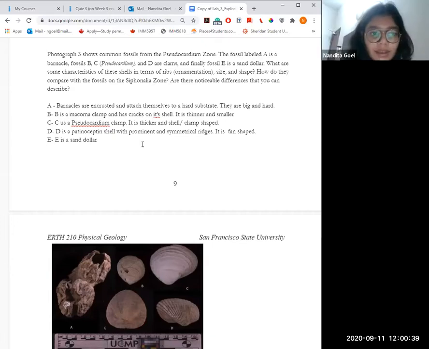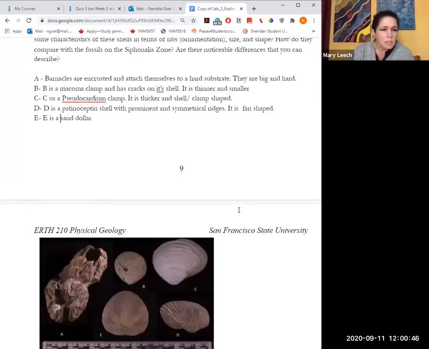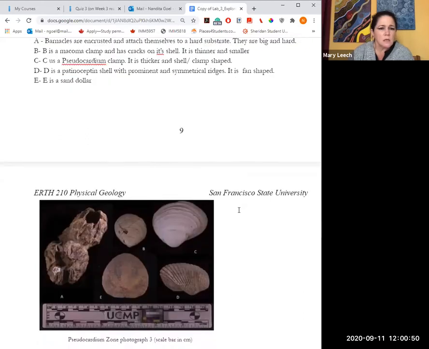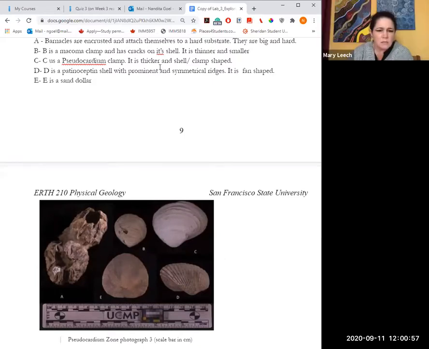Okay. Am I right, is B a macoma clam? Because I wasn't sure. It looks like a clam, yes. It says it sure does. See, okay, here's another thing.